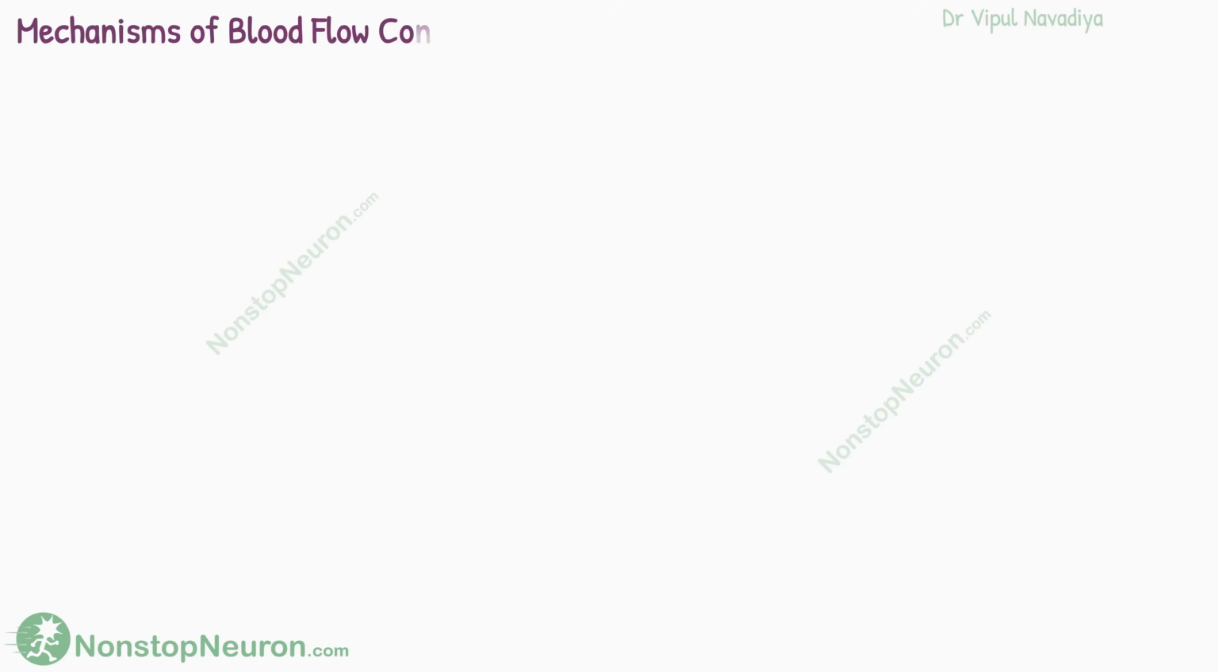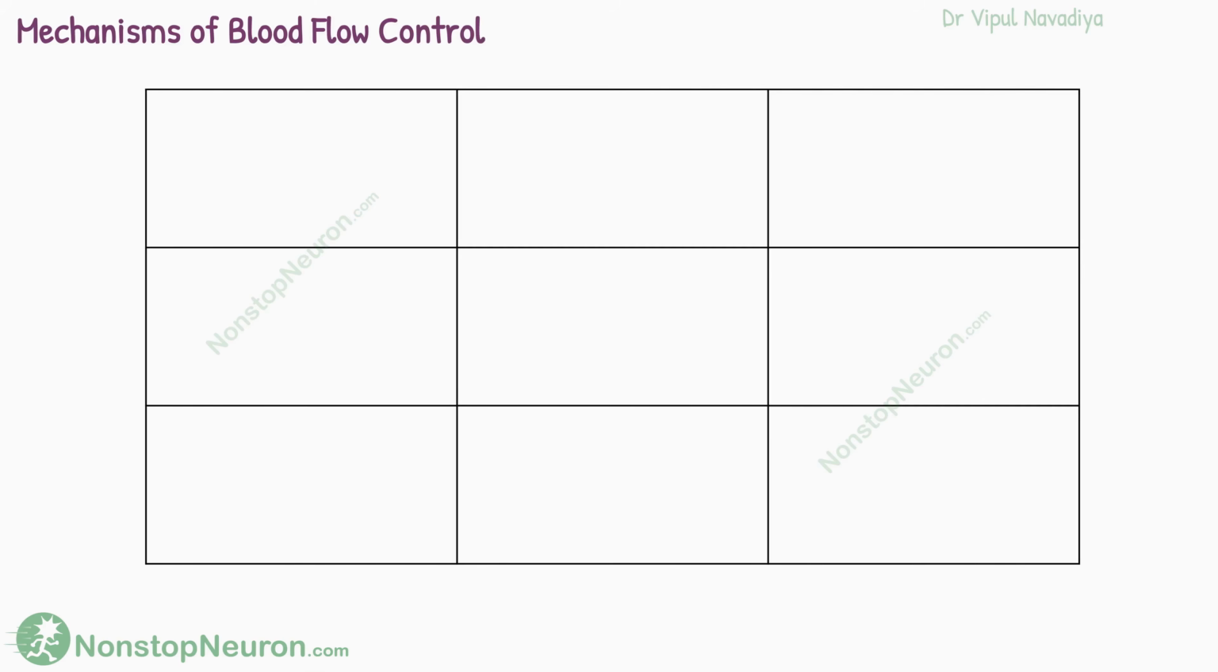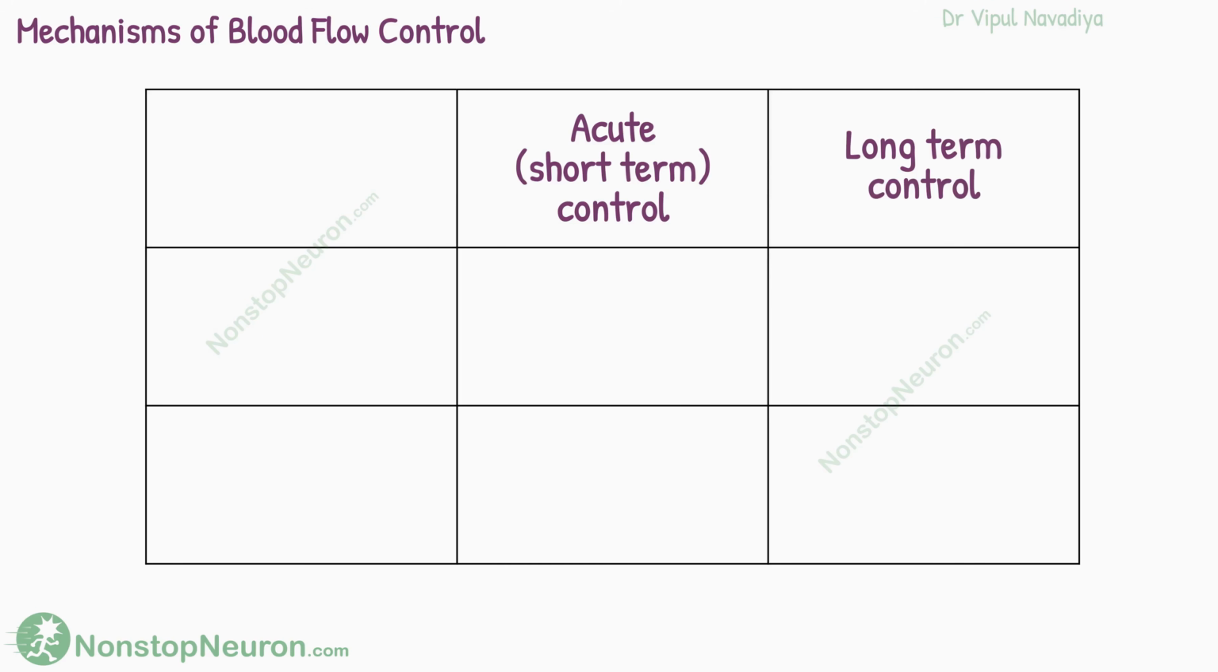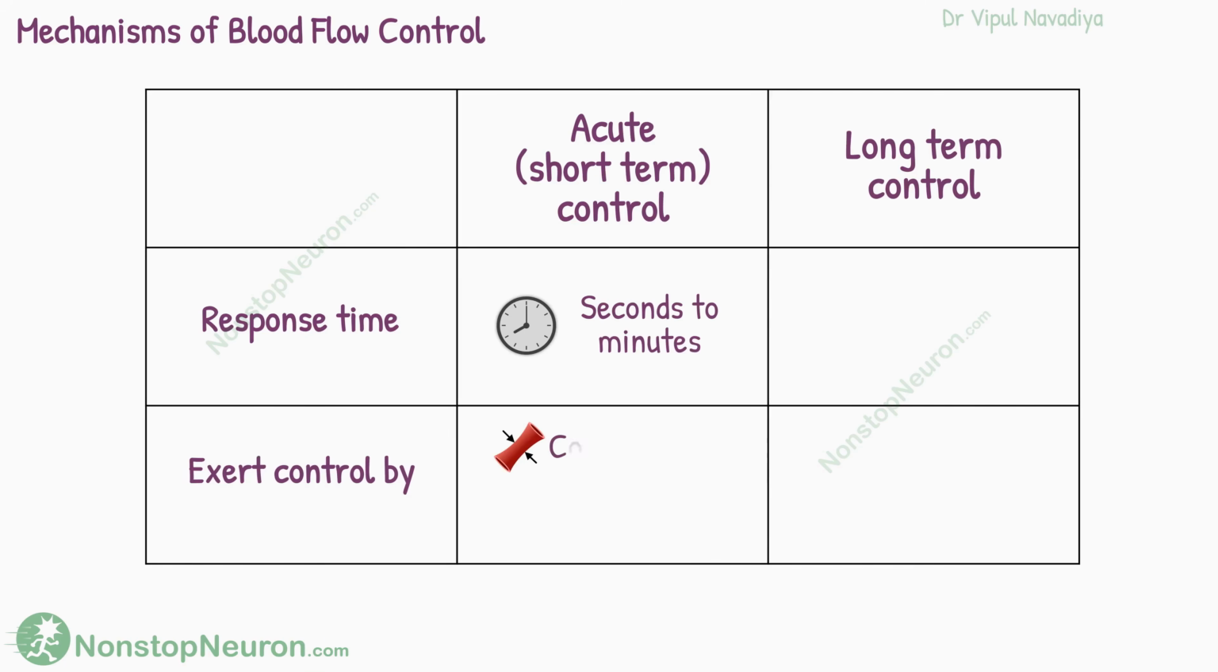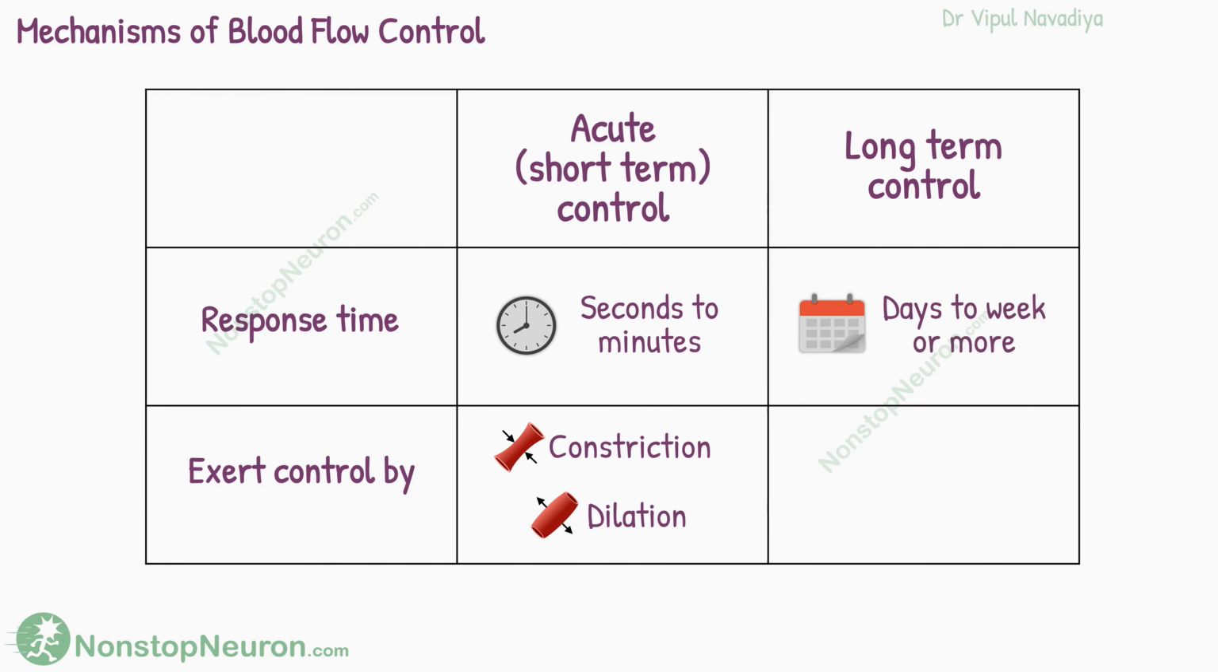The mechanisms involved in control of local blood flow can be broadly divided into two categories: mechanisms related to acute or short-term control, and those related to long-term control. The acute control mechanisms respond within seconds to minutes. They exert control by causing constriction or dilatation of the arteriole, metarteriole, and precapillary sphincter. The long-term mechanisms take days to weeks or even longer. They cause an increase or decrease in the number and size of blood vessels supplying the tissue.